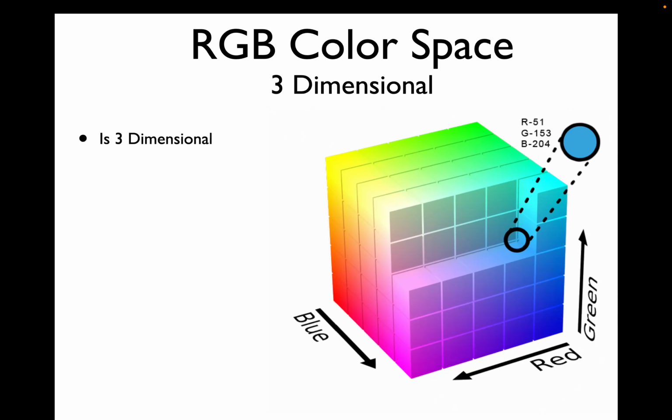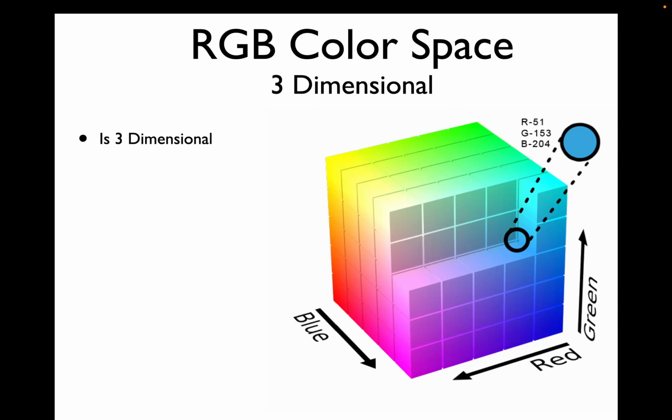So if we take a look at this, this is that same cube, but what I've done now is a cutaway in this. And so you can actually type this color. If you open up your color picker right now in Photoshop, select the R channel and type in 51, hit the tab key in the green, put in 153, hit the tab key and put in 204, you will get this color. This color exists in this space, and you can see why.